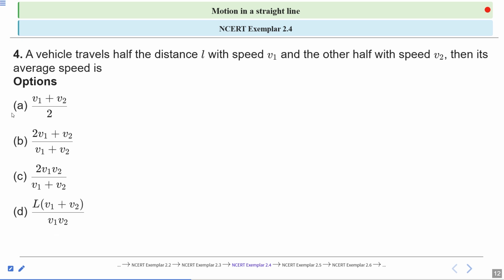Given options: option A is v1 plus v2 divided by 2. Option B, 2v1 plus v2 divided by v1 plus v2. Option C, 2v1 v2 divided by v1 plus v2. Option D, L v1 plus v2 divided by v1 v2. So which one is correct? Or we can say, which one is the average speed? Think about it.